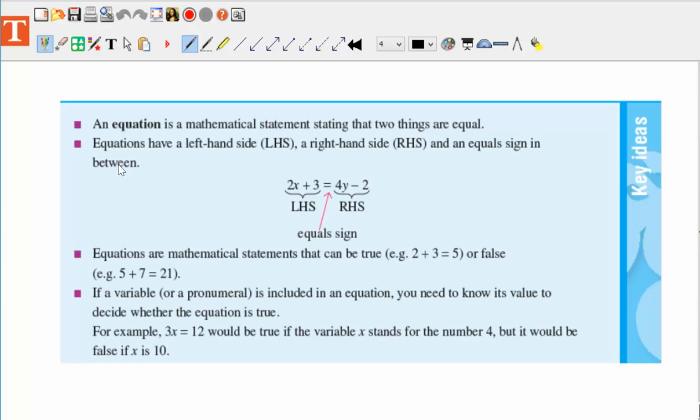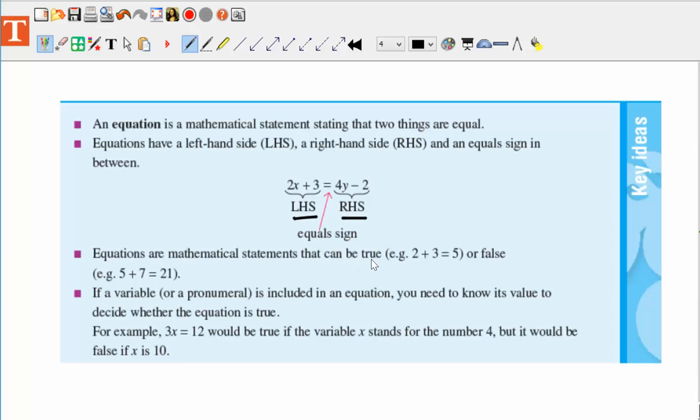So as a summary, these are the notes you need to make sure you have written up in your book. An equation is a mathematical statement stating that two things are equal. Equations have a left-hand side of an equal sign and a right-hand side of an equal sign. You've got to get that right in your head to begin with, because understanding that the equal sign separates your equation into a left and a right makes it much easier down the track. So equations have a left-hand side and a right-hand side, with an equal sign sitting in the middle there.